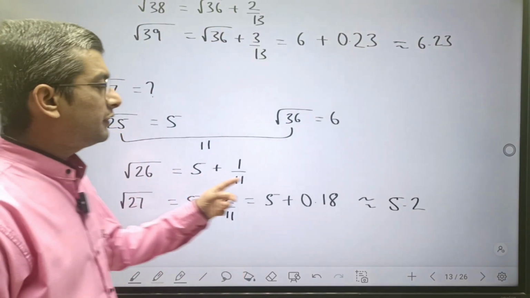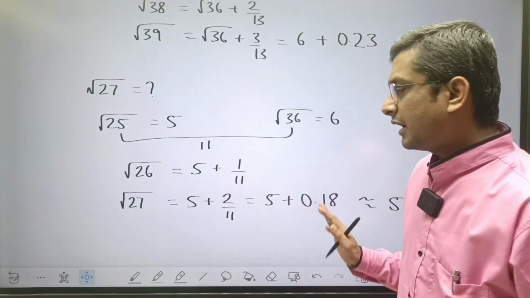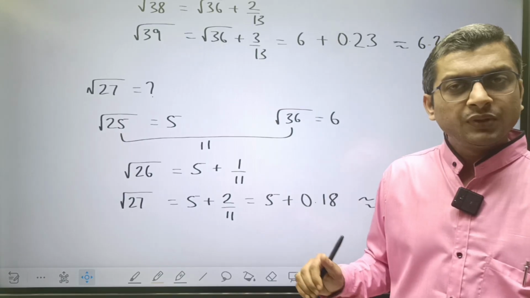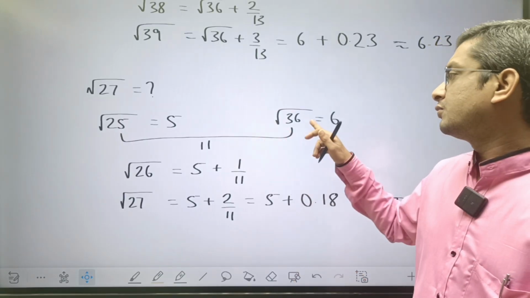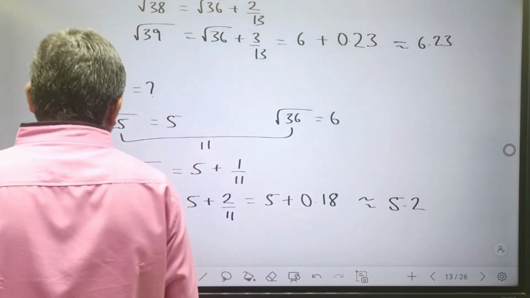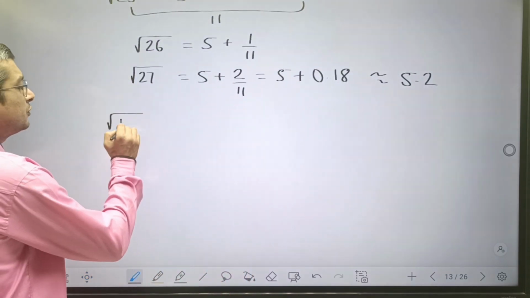So first you have to take the difference and then divide by 1, I mean 1 by, for example, here we have 1 by 11, 2 by 11, 3 by 11. So in this way, when you move finally to root 36, you will have 11 by 11, that is 1. It will become 6.